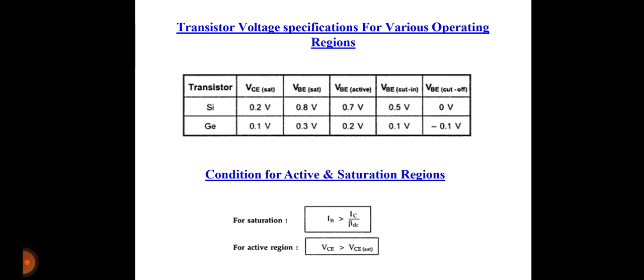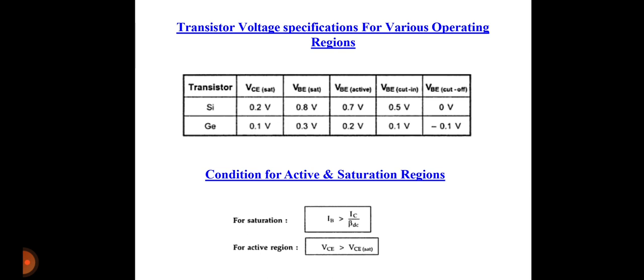Next, when we design the problems, we need to consider some specifications, voltage specifications. When a transistor operates in various regions, for example, here you can see the table. There are two types of transistors. When the transistor is made with silicon, these are the voltages we need to consider while designing the problem. VCE SAT must be 0.2 volts, VBE SAT must be 0.8 volts, VBE active must be 0.7 volts, VBE cut-in 0.5 volts, VBE cutoff 0 volts.